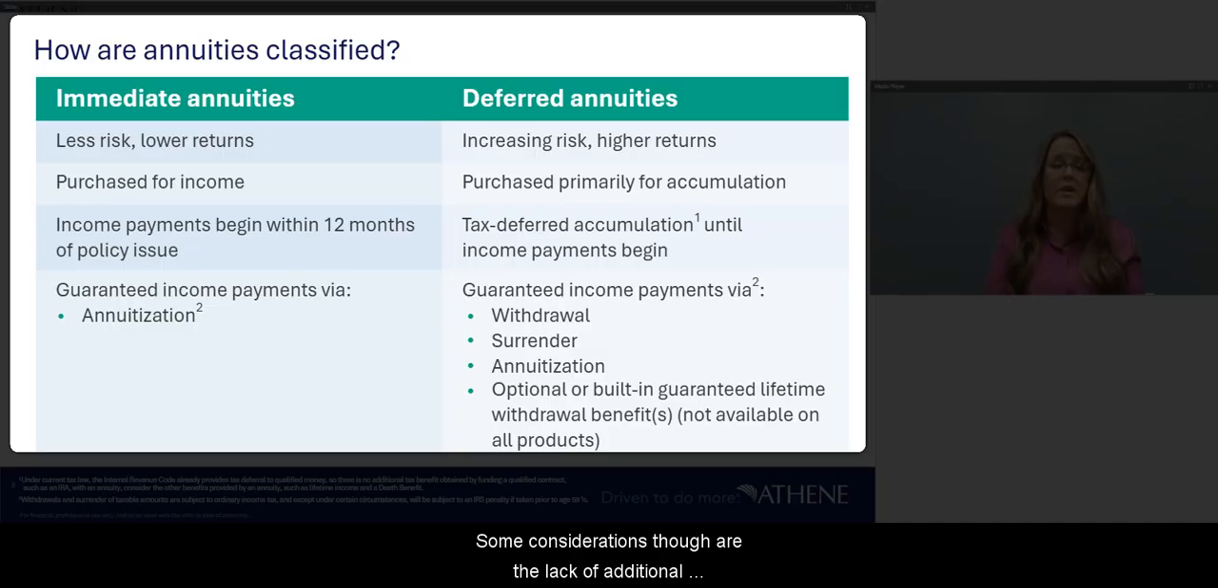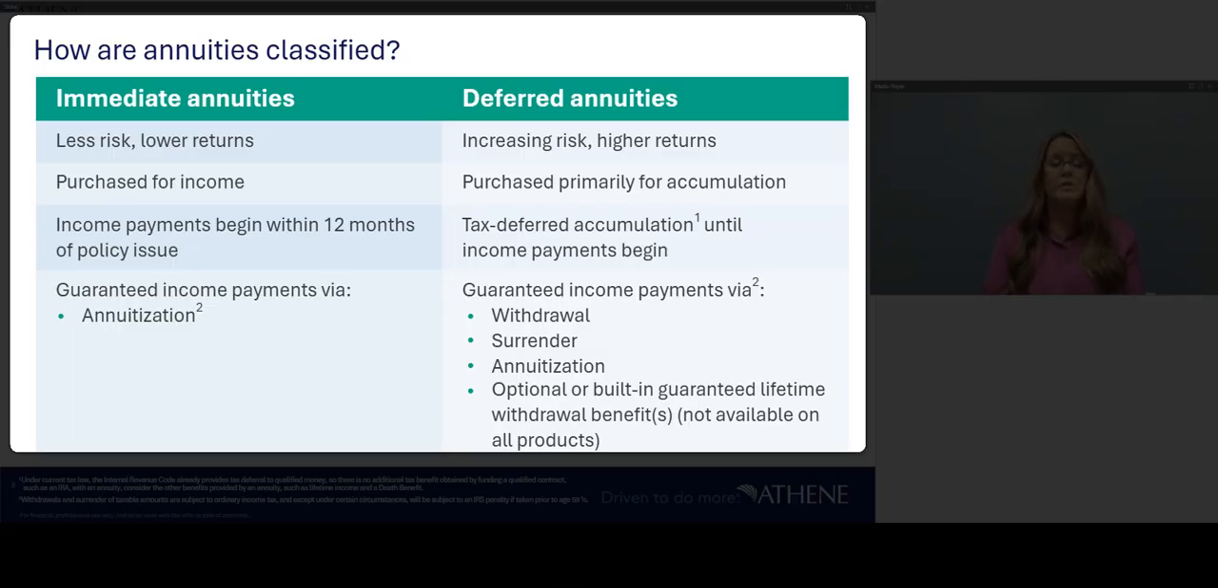Some considerations, though, are the lack of additional liquidity. It may be costly or not allowed to withdraw the principal. Additionally, fixed payments may not keep up with inflation unless the annuity has an inflation adjustment option, so there could be some inflation risk. Immediate annuities can be a great option for those looking for a reliable income source in retirement.